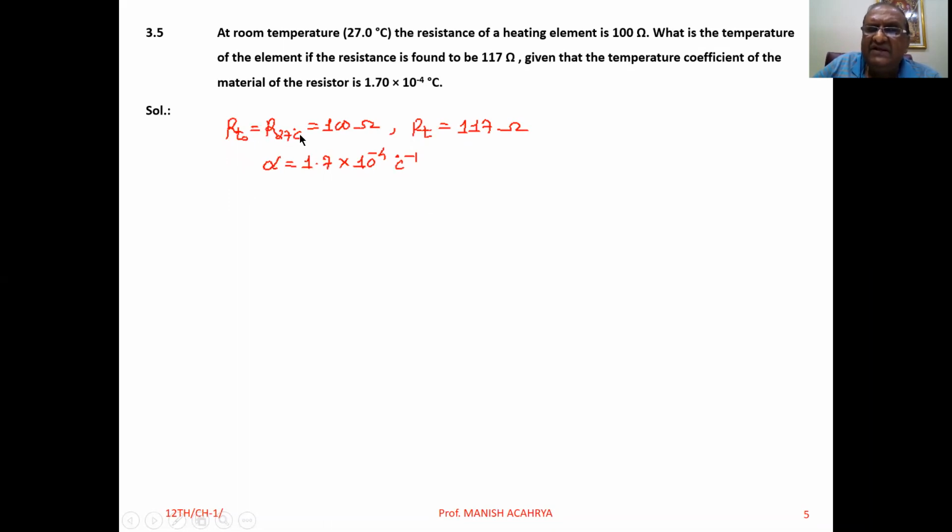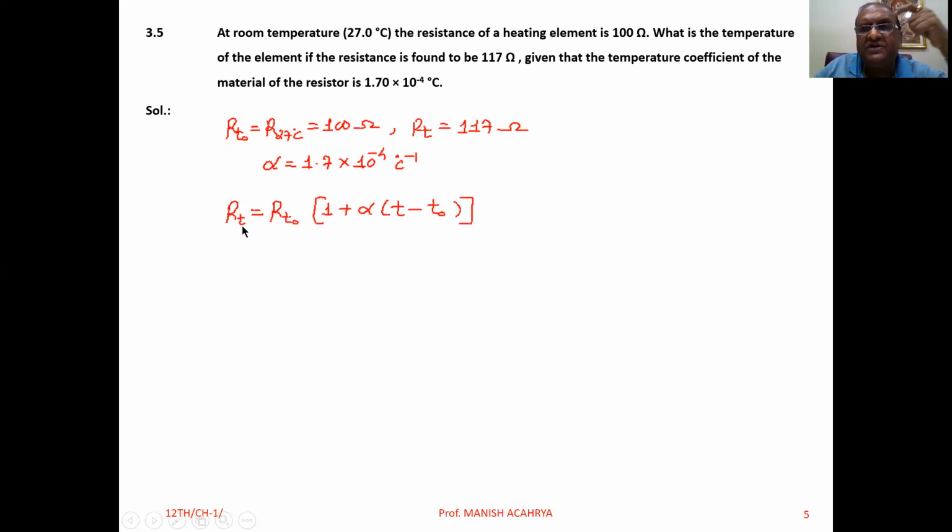T0, that is 27 degrees Celsius, and at 27 degrees Celsius the resistance is 100 ohm. So we can write resistance at temperature T0, that is at 27 degrees Celsius, is 100 ohm, given to you. At some temperature T, the resistance is 117 ohm, given to you. And the temperature coefficient, alpha, equals 1.7 into 10 raised to minus 4 per degree Celsius. And you want to find that temperature.